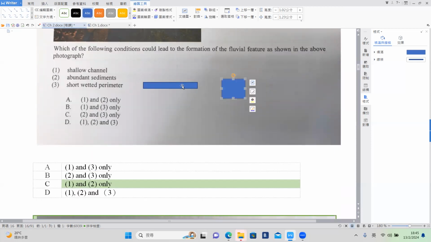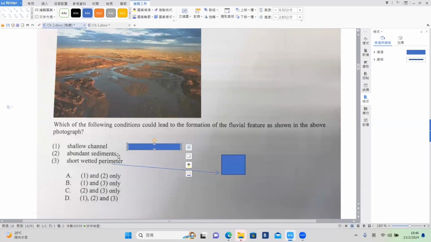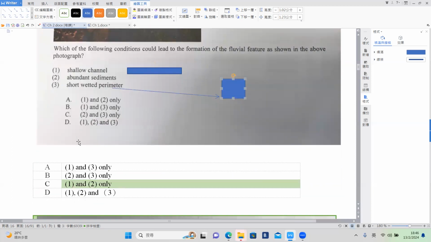Sorry, one more time, I mixed it up. Shallow channel is talking about this one, and the width-depth parameter is long, because the depth and also the width are very long. But for here, if we divide the depth by the width, you are going to get a very short one. So short width-depth parameter refers to this one, but it's not happening for here, right? This one is long width-depth parameter. So this is long, this is short, therefore only 1 and 2 are correct. Okay, C.